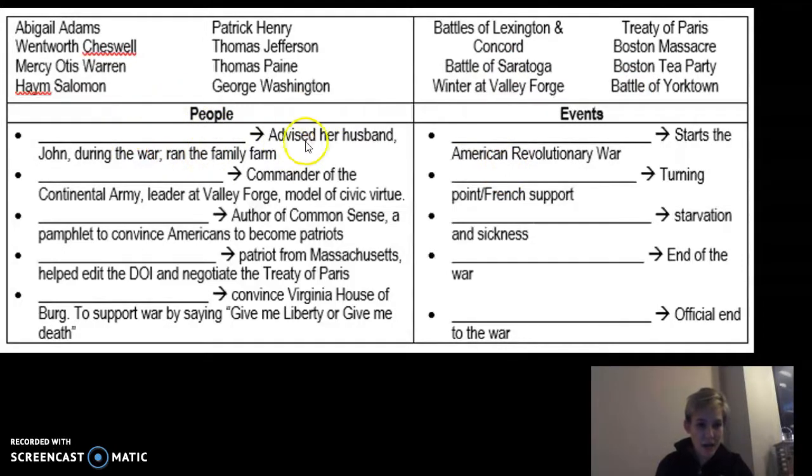So, blank advised her husband, John, during the war. Ran the family farm. So I know it's a her, so I can cross out any male names, right? Because there can't be anyone here. I see Abigail, Mercy Otis Warren. Oh, John Adams, Abigail Adams. She was the one who kind of held in the fort. Boom, Abigail Adams. Just a note to only use names once. Not all names or events will be used. Go ahead and pause me now to do this activity and return to this video once you're done. Listen to music if you want to.